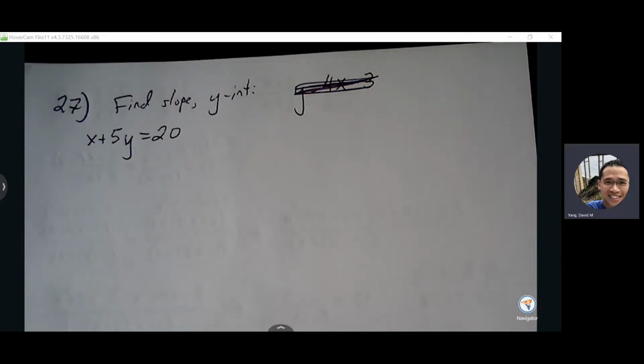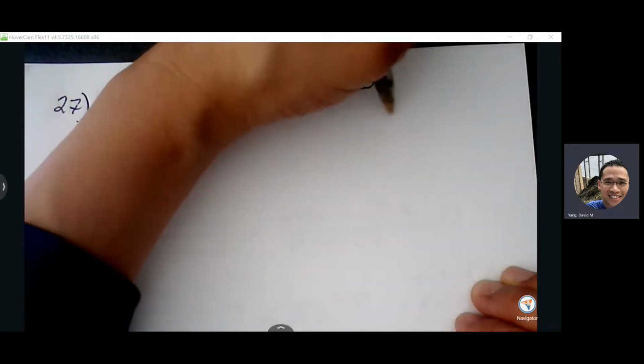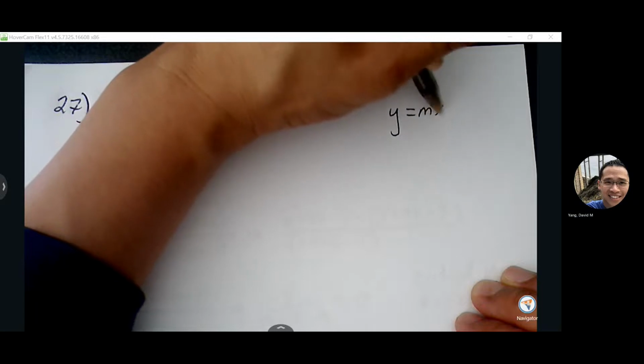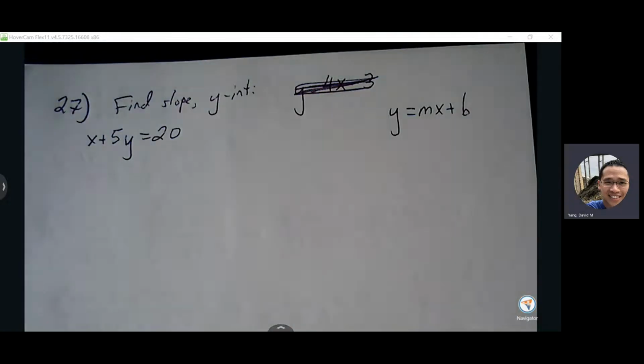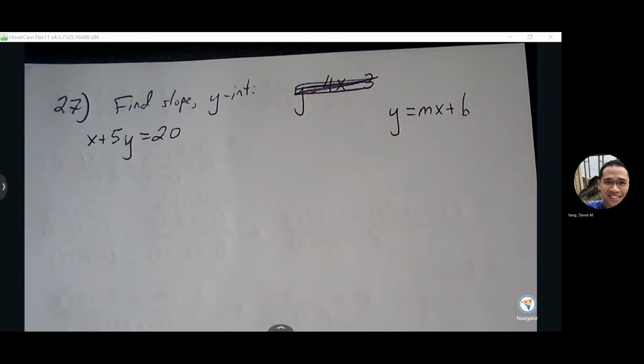Find the slope and the y-intercept. The easiest way to find slope and y-intercept, I feel, if you're given an equation, is to get it into slope-intercept form. Because if I can get it in slope-intercept form, then whatever number is in front of my x is the slope, and whatever the constant is going to be my y-intercept.